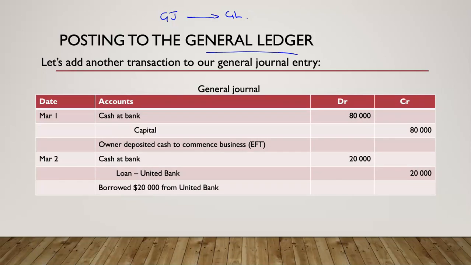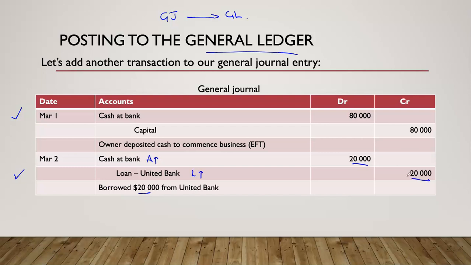So here we have two transactions. The first one that we went through, for some reason the date has changed to March 1st, doesn't matter. And then the second transaction is I have borrowed $20,000 from a bank. That means my cash at bank, my asset, has increased, resulting in a debit. And I have a loan now that has also increased, a credit.